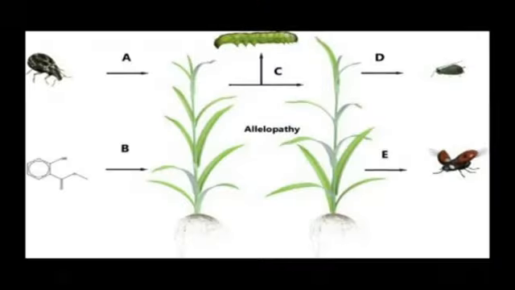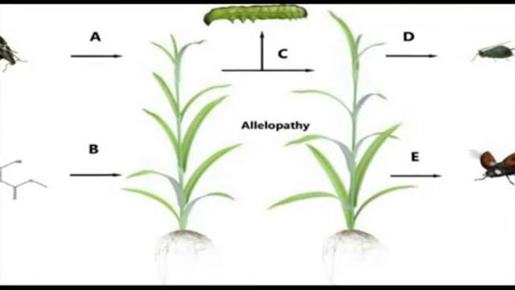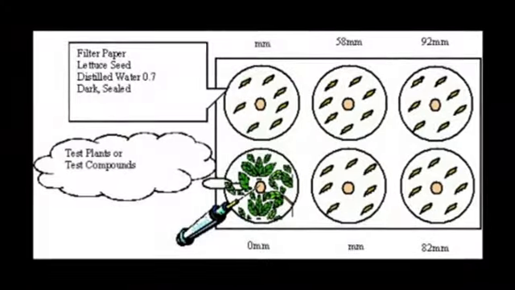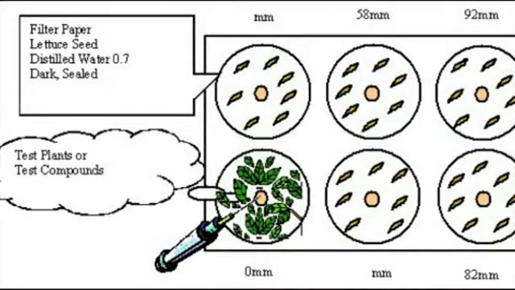Putnam and Tang, 1986. These authors pointed out that the shortcomings of the discipline make it hard to differentiate between allelopathy and competition. These shortcomings include a general lack of nomenclature to adequately describe the plant responses that occur in this manner, a dearth of techniques to separate allelopathic interaction from competition, and a failure to prove the existence of direct, compared and indirect influences via other organisms and microenvironmental modifications. A considerable body of information has accumulated implicating allelopathy as an important form of plant interference.